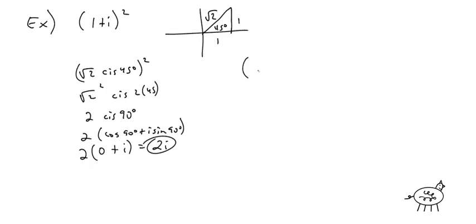Let's just use it the old-fashioned way. 1 plus i squared is 1 plus i times 1 plus i.